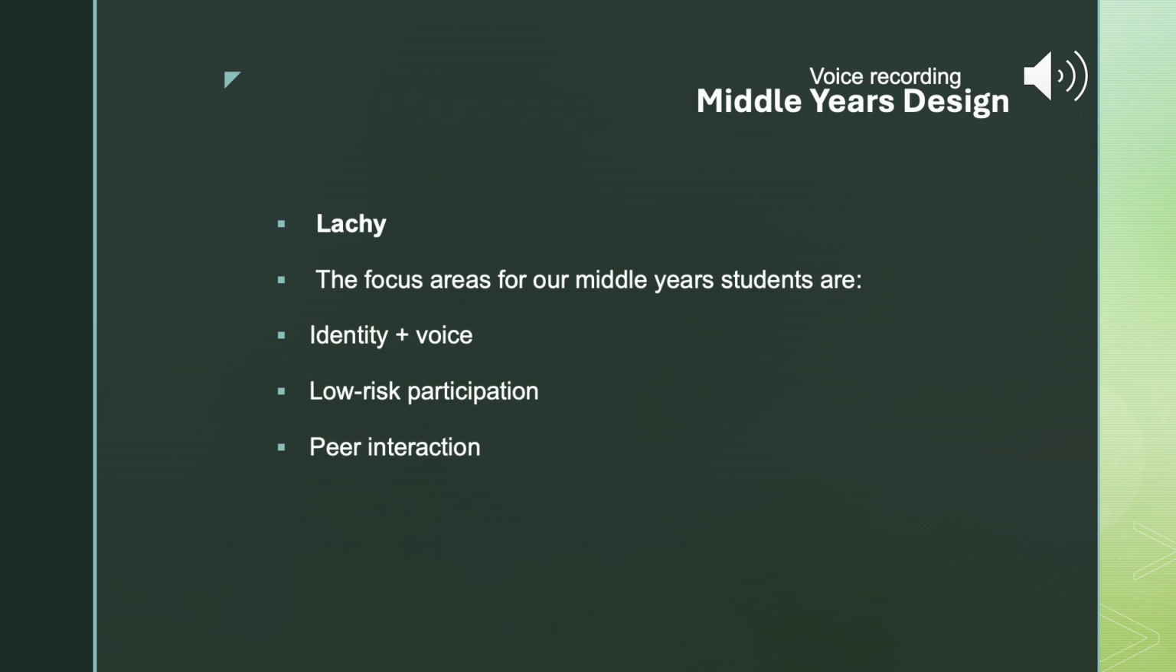Next is the middle years design. The focus area for our middle years students are identity and voice, the low risk participation, and the peer interaction. These are key, such as having things like think, pair, share, and structured roles. This will help to reduce participation anxiety, as well as to support engagement overall, producing more students meeting the success criteria.